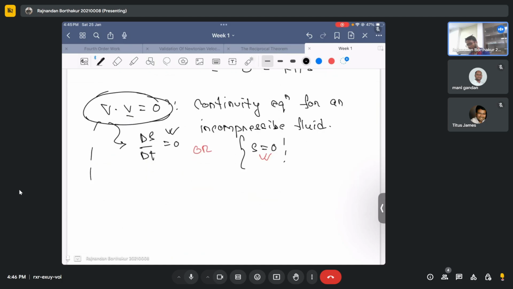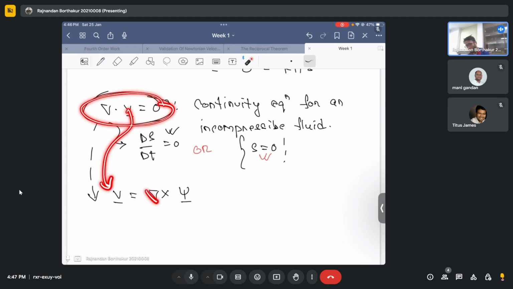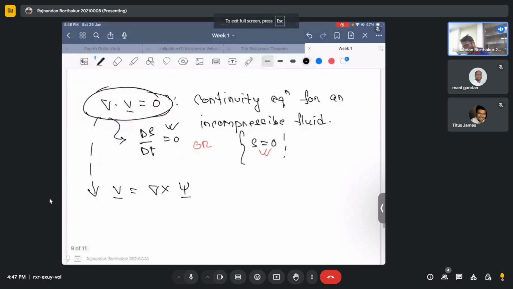The objective is that if you have a velocity vector field which has a zero divergence, you can define your velocity as a curl of a function, psi bar. You just need to realize that if this is satisfied, you can write v as a curl of a vector function.